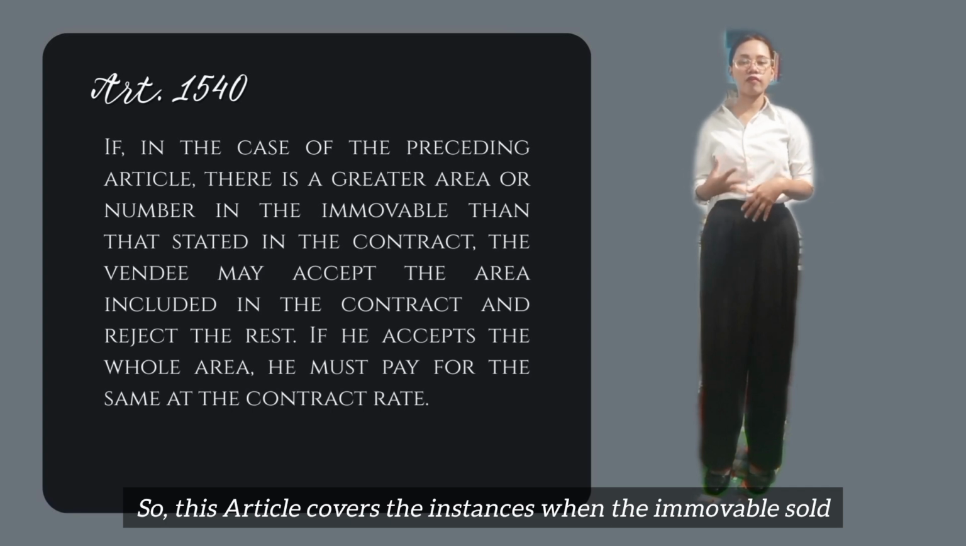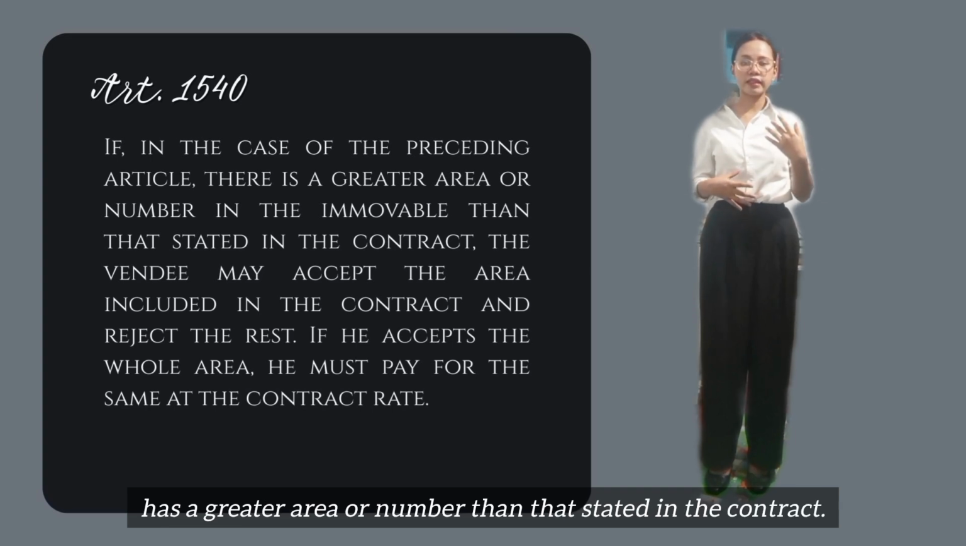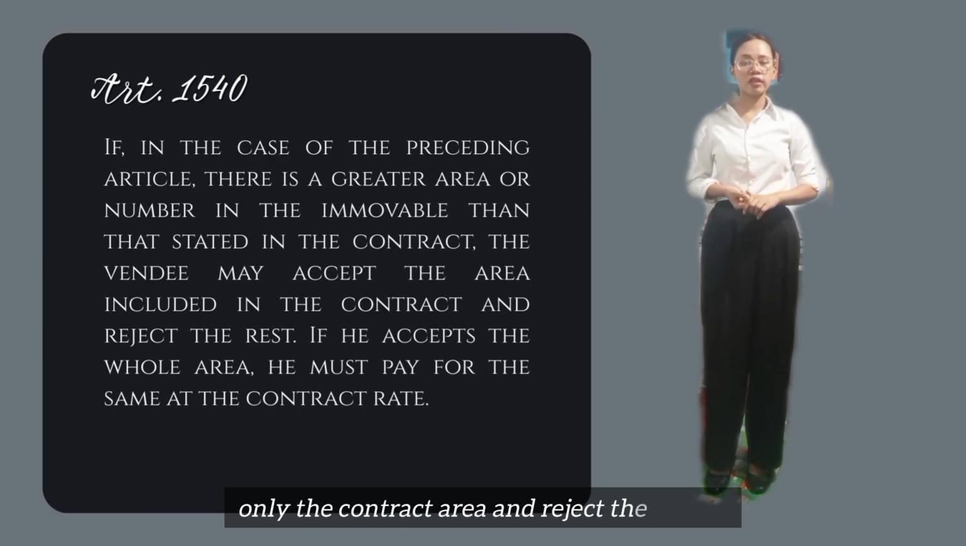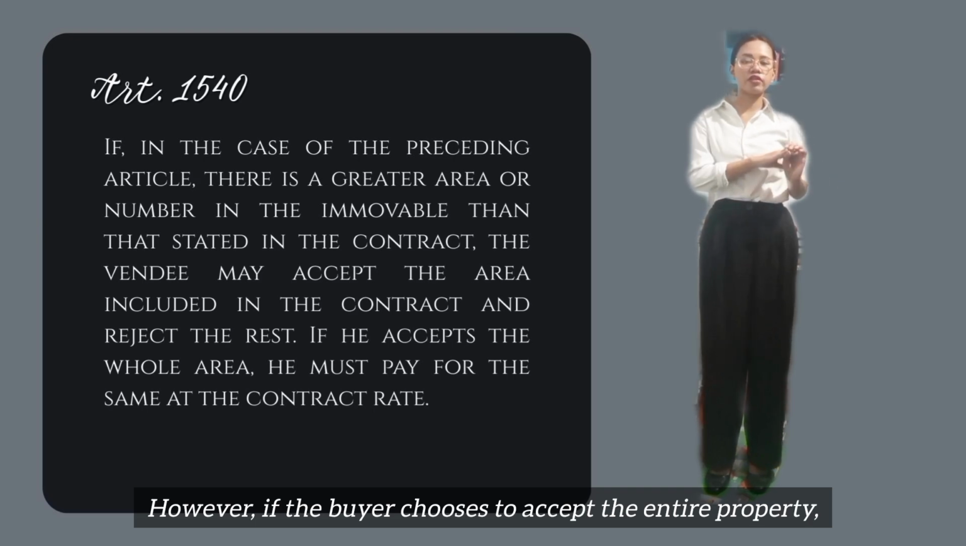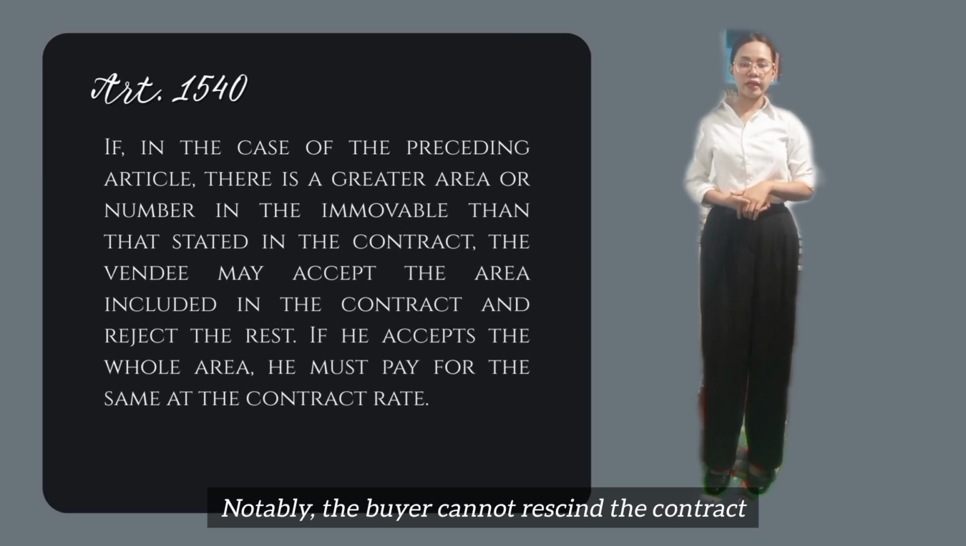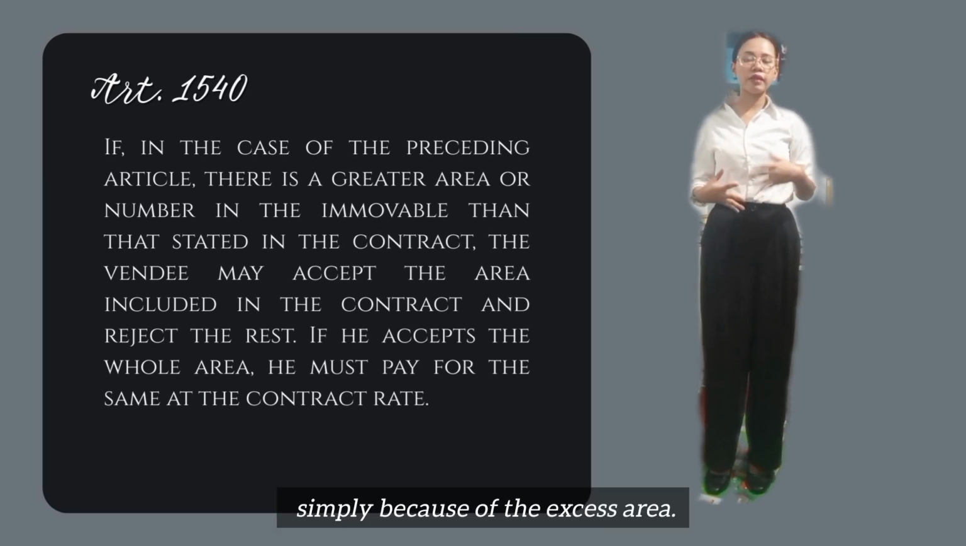So this article covers the instances when the immovable sold has a greater area or number than that stated in the contract. In such cases, the buyer or the vendee may choose to accept only the contract area and reject the excess. However, if the buyer chooses to accept the entire property, they must pay for the extra area at the contract rate. Notably, the buyer cannot rescind the contract simply because of the excess area.